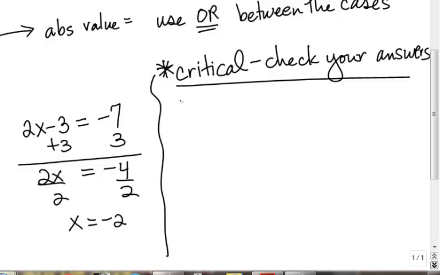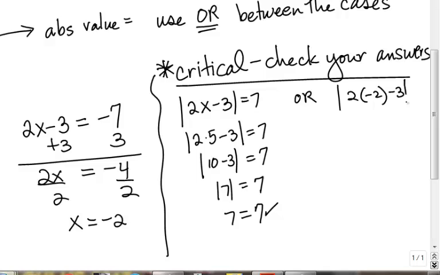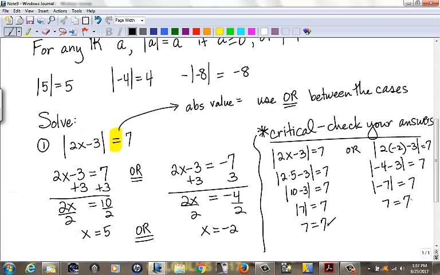If we substitute back in, we have to do 2 checks, so let's put 5 back in. 2 times 5 minus 3 equals 7. 2 times 5 would be 10 minus 3. So we get the absolute value of 7 is 7. Yeah, that checks. Or put -2 in for x. So you'd have -4 minus 3 equals the absolute value of -7. The absolute value of -7 is 7. Yeah, that checks.